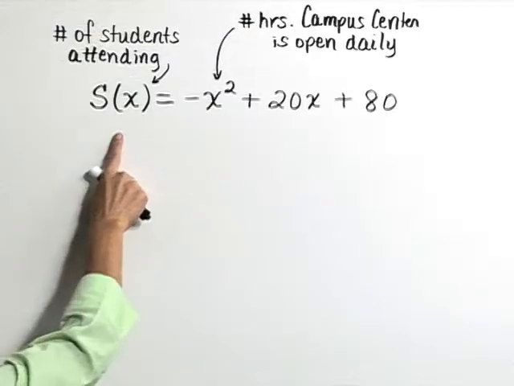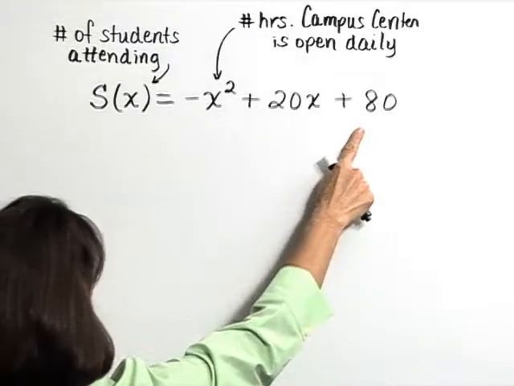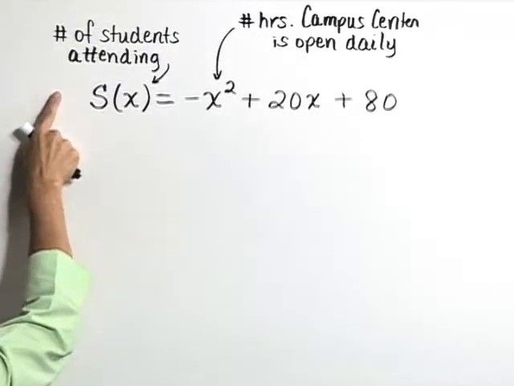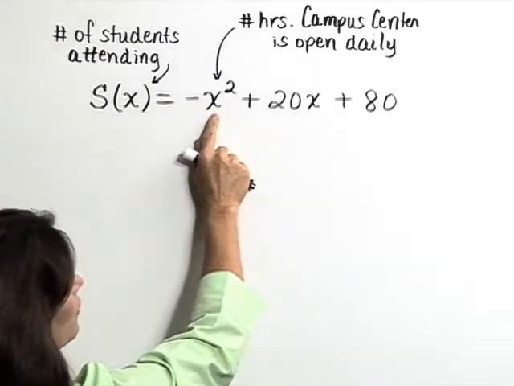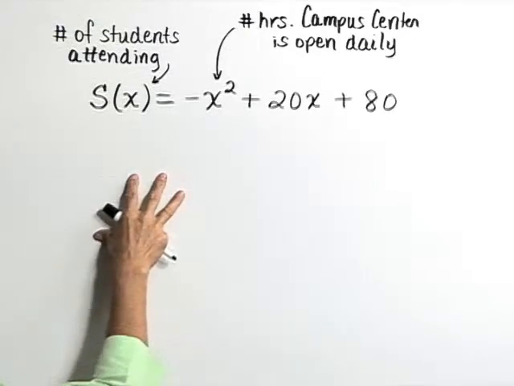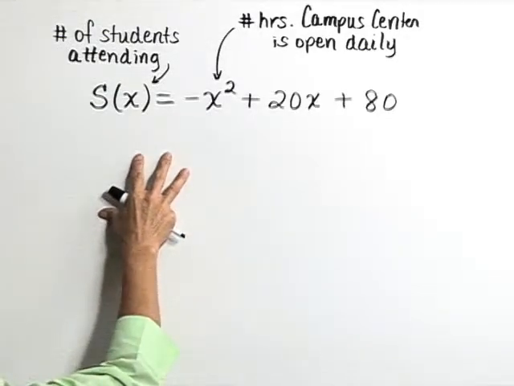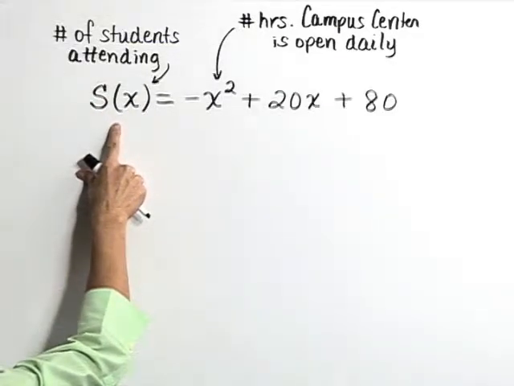So we have our function S of x is equal to negative x squared plus 20x plus 80. S of x represents the number of students attending his intermediate algebra class, and x is the number of hours the campus center is open daily. Now, we want to find this value of x that's going to maximize our function, the number of students.